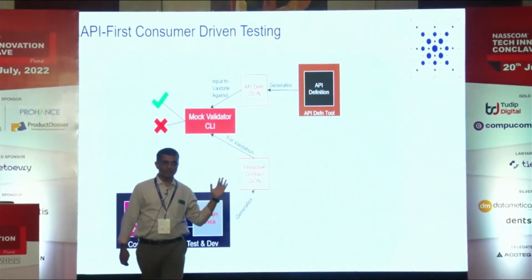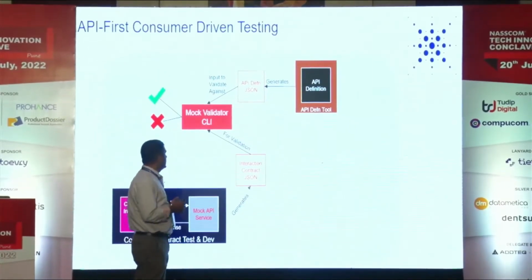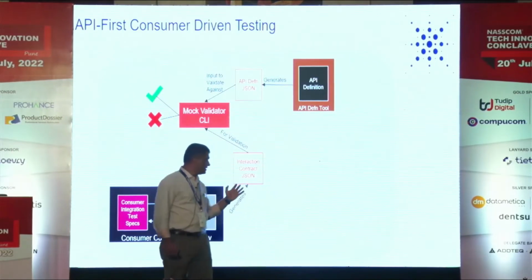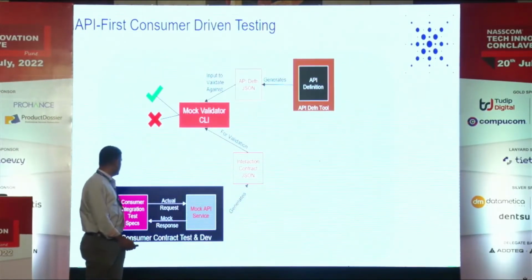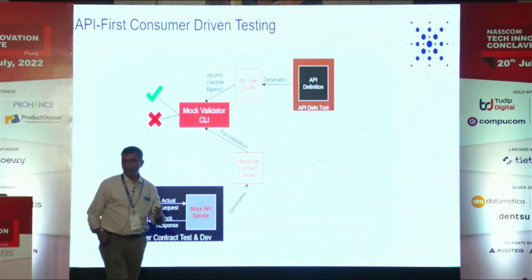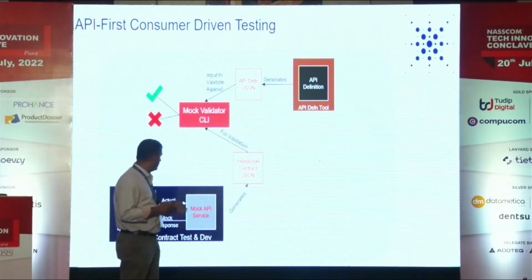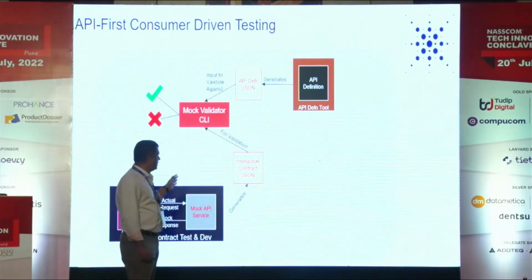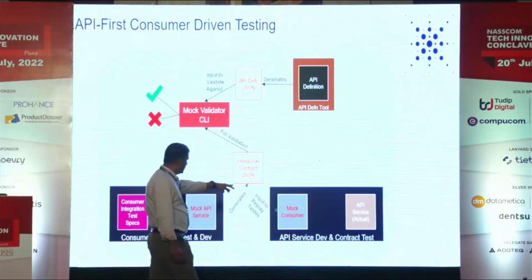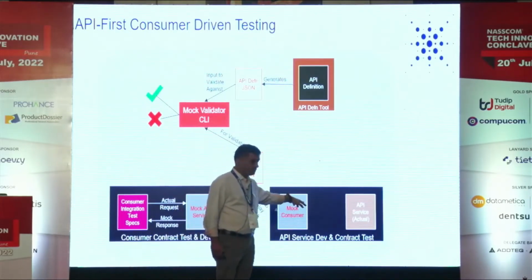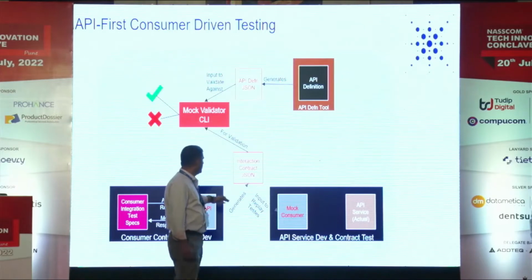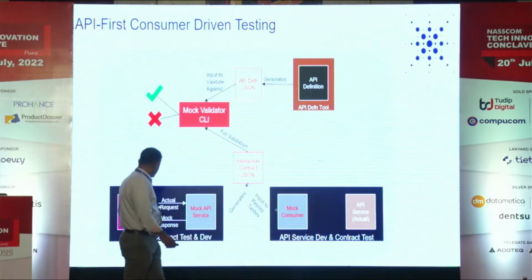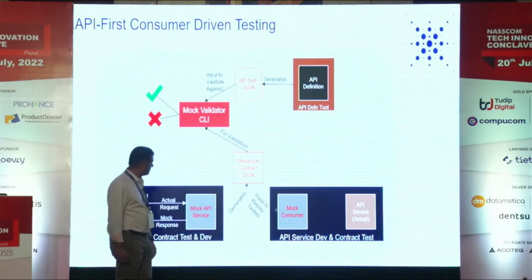And if this fails, that means either my API definition has some flaws, or there is some flaw with the way that my consumer integration test specs are written. In any case, I rectify that and make sure they both are in sync with each other. It is only after this that I write my actual API service and my mock consumer, which directly utilizes this interaction contract JSON, which was used in consumer contract testing.